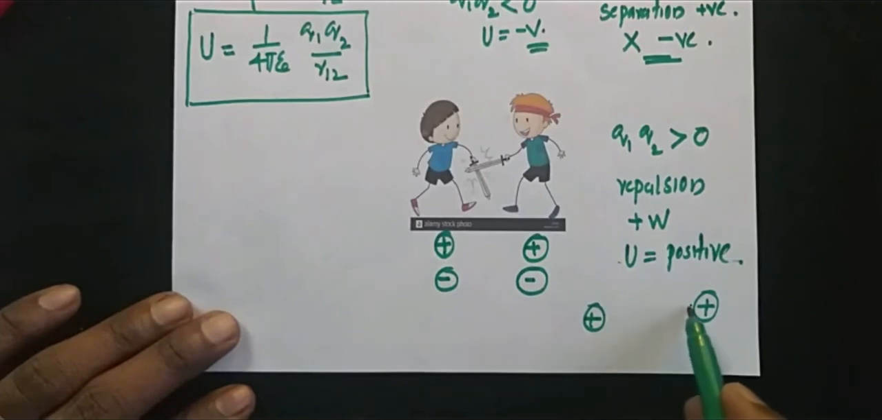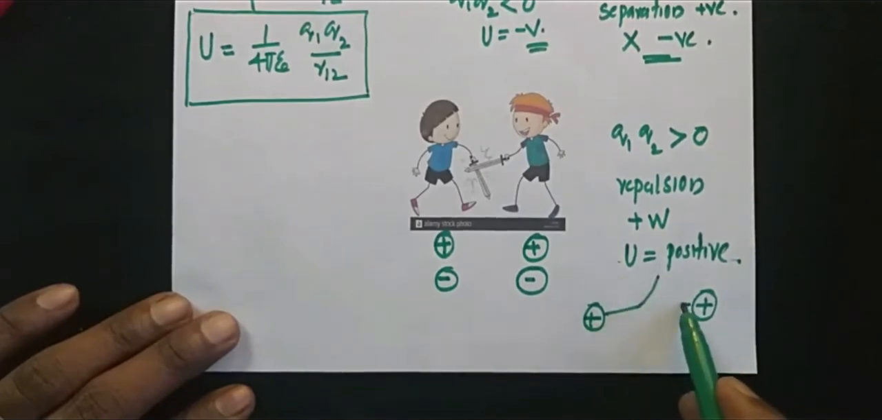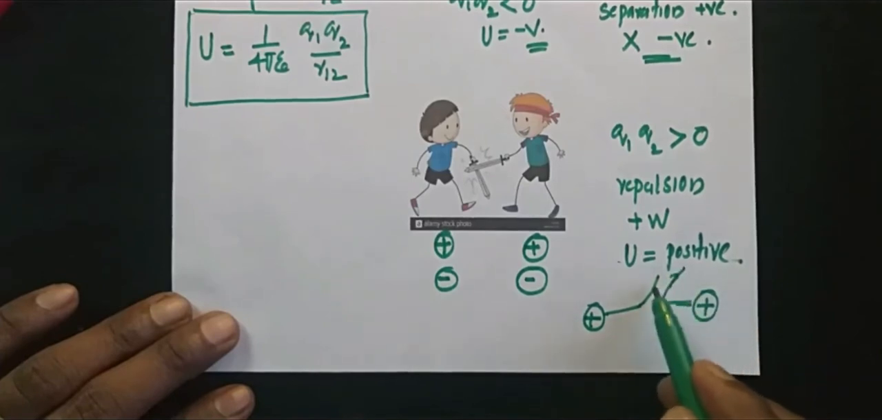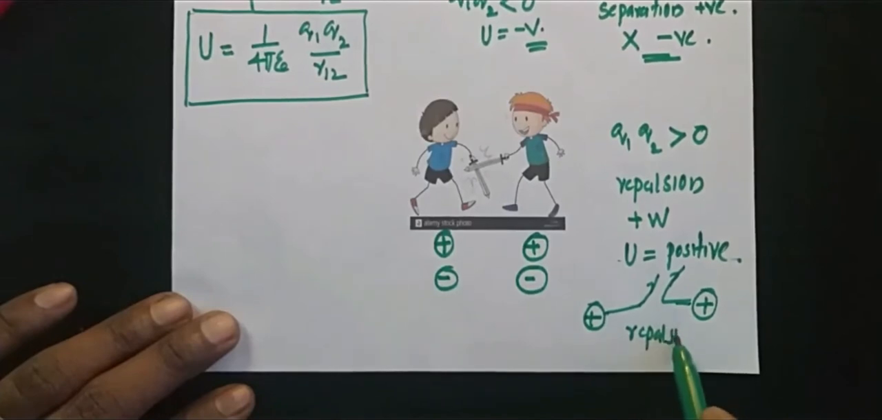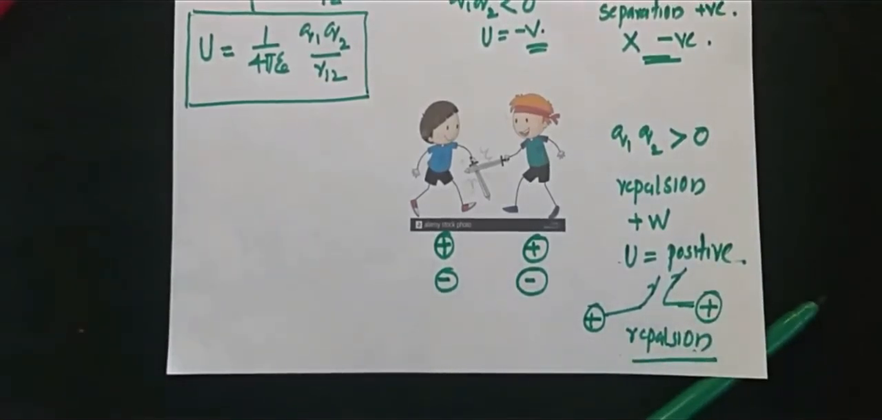Just a diagrammatic representation with the electric field. Here we have two positive charges. Definitely they will repel, so their electric field will look like this. That is, they will not meet each other. They will definitely be repelling each other.